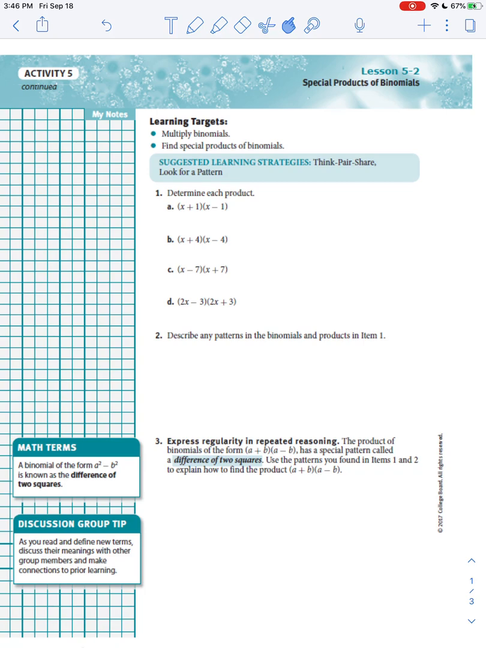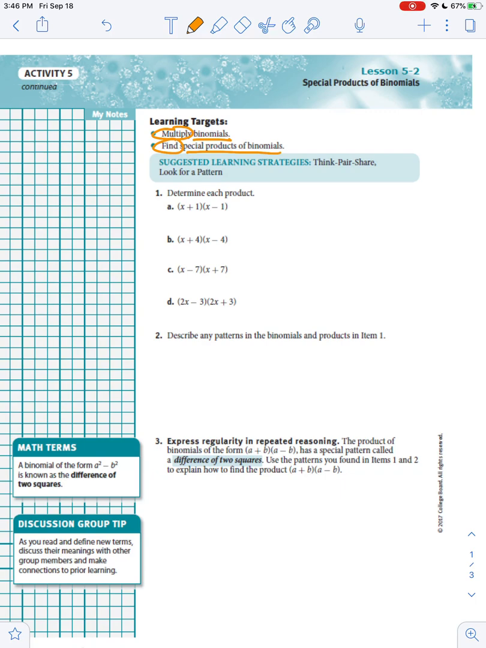Today we're going to work on Lesson 5.2, which is Special Products of Binomials. So in 5.1 we learned how to multiply binomials and we used what was called the FOIL process or distributive property. We also used a box method. Well, today we're going to look at two very special cases of binomials. And so our learning targets are 1, multiply binomials, and 2, find special products of binomials.